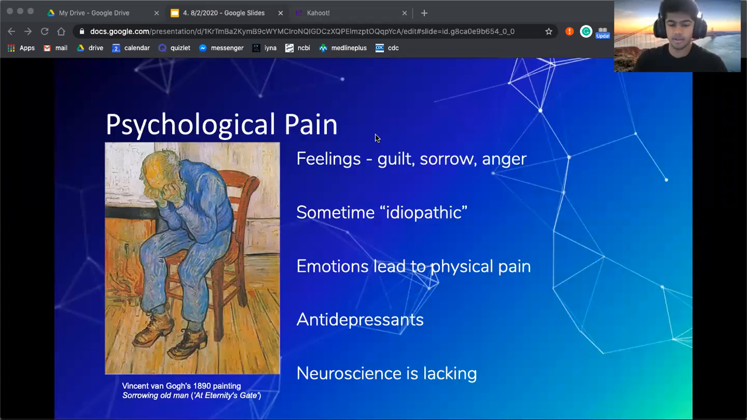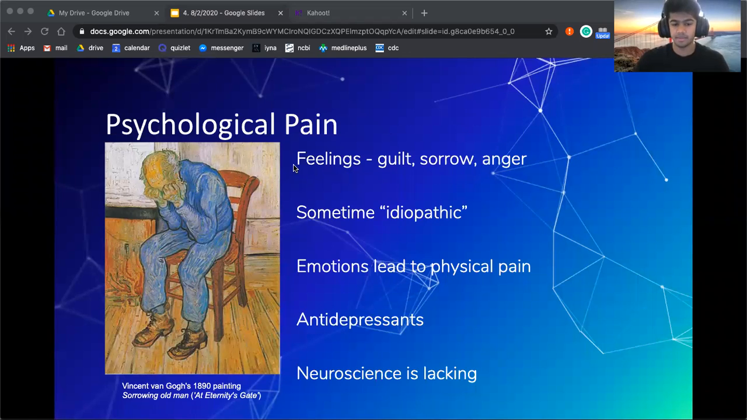All right, so remember how Steve was saying some types of pain are not physical? They're categorized as psychological pain. Something like guilt, sorrow, anger, these pains that this old man is feeling in Vincent van Gogh's painting, The Sorrowing Old Man. Sometimes this pain is called idiopathic. When we break down this word, it means not knowing and pain. Doctors who try to diagnose psychological pain don't know the actual cause.